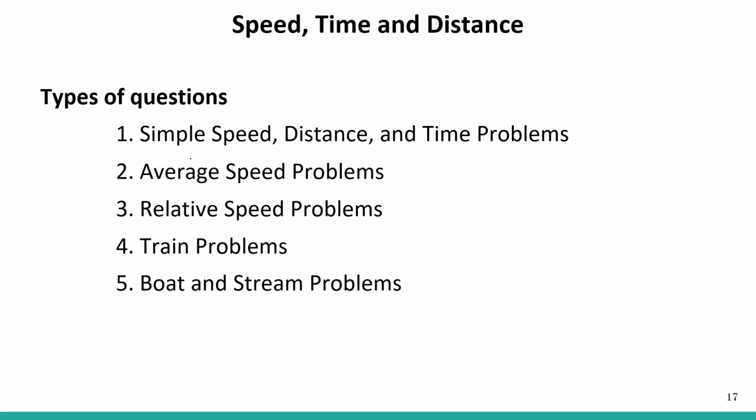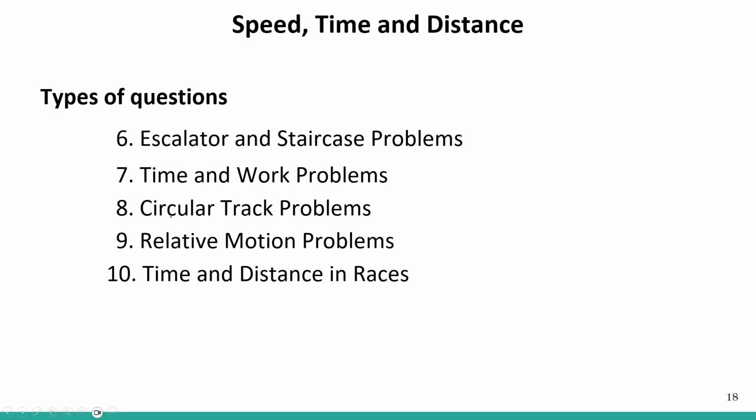Okay. So the first kind of question will be based on simple speed, distance and time problems. The second one will be on average speed problems. The third one will be relative speed problems. The fourth will be train problems. Fifth will be boat and stream problems. The sixth one will be on escalator and staircase problems. Okay. These are very interesting scenarios where we can see how speed, distance and time juggle with each other and give us different scenarios with different kinds of surprises.